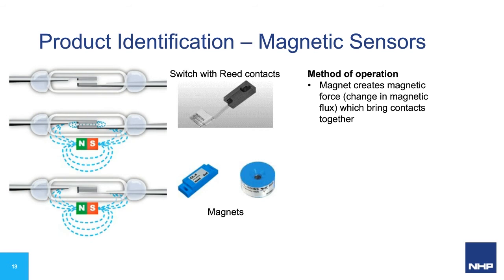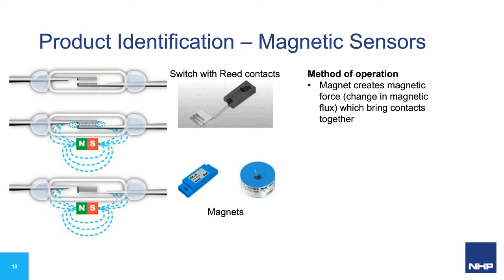Now, magnetic sensors contain a reed switch. So these are ferromagnetic contacts encased within a glass tube which have an inert gas. Now, when in the presence of a magnet, the magnetic elements of the reed contact attract and close. So any magnetic field can cause the contact to close, but it's important to note the magnetic field must be greater than the return force or the spring memory of the contacts.